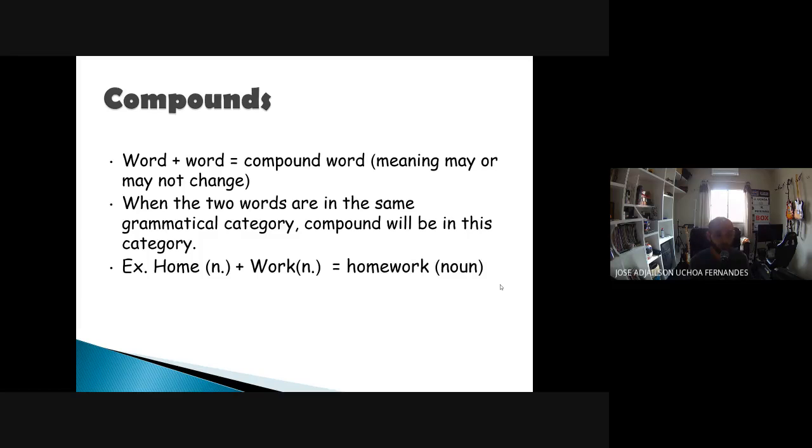For example, home plus work. Something is your home work. Now, you pronounce it homework, with the stressed syllable in the word home. So we have home, which is a noun. Work is a noun. So homework is also a noun. Can you think of other examples of compound words?